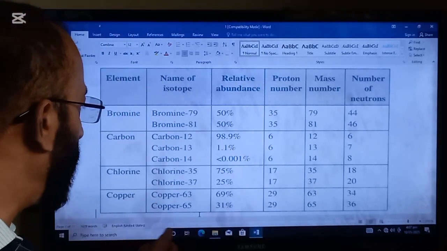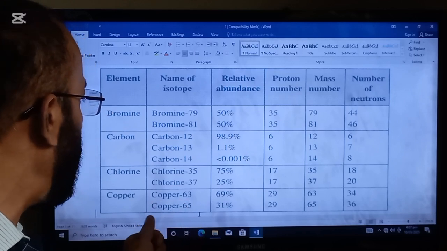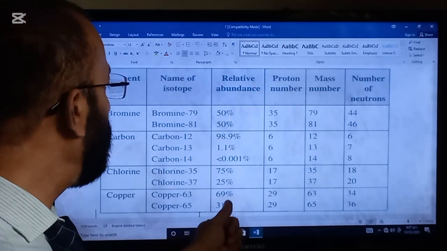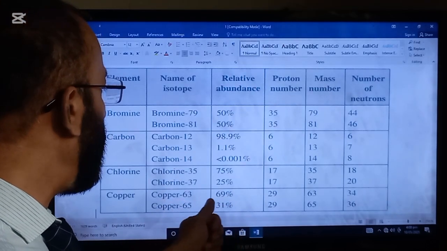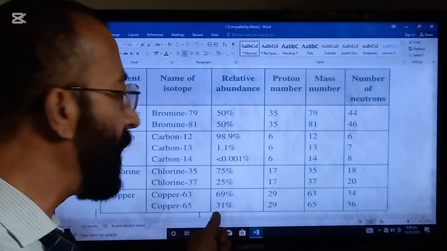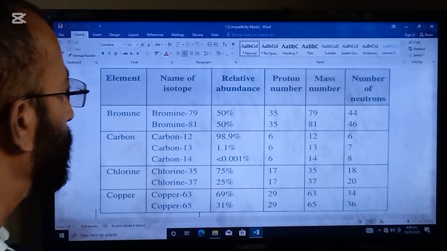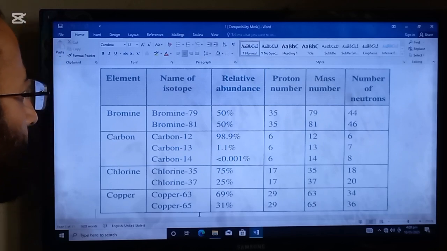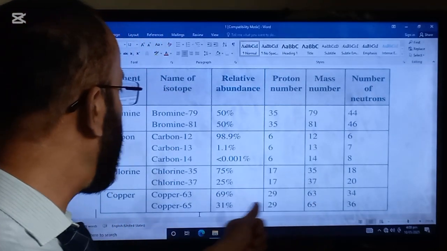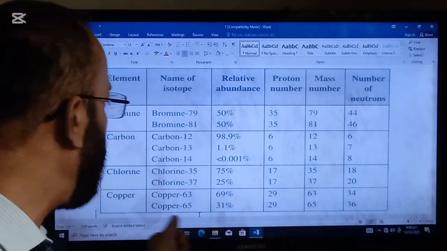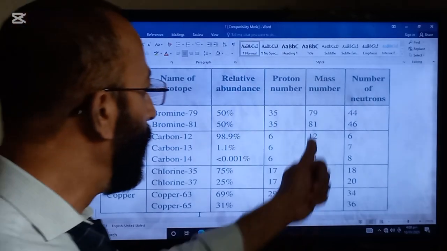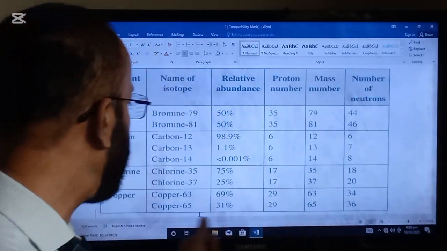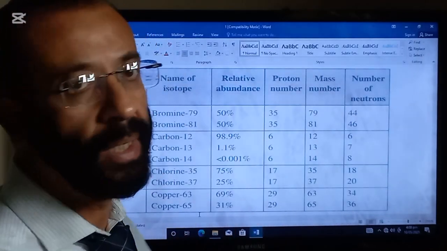Copper has two isotopes, that is copper 63 and copper 65. Relative abundance of copper 63 is 69%, copper 65 is 31%. Proton number is the same, that is 29, for both isotopes. Mass number 63 for copper 63 and 65 for copper 65. Number of neutrons is 34 in copper 63 and 36 in copper 65.